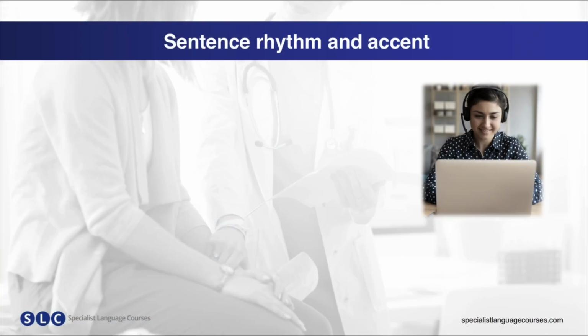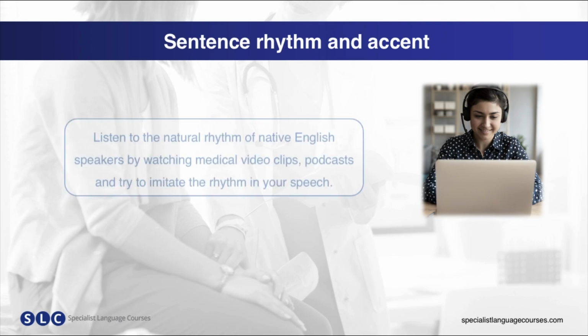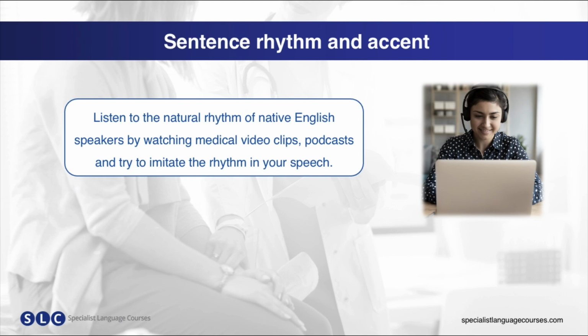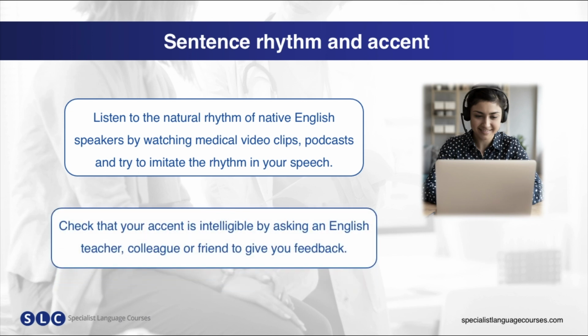One way to improve is to ensure that your rhythm is not uneven. Listen to the natural rhythm of native English speakers by watching medical video clips, podcasts, and things like that. Try and imitate the rhythm in your speech. Your native language may have a very different rhythm, so a lot of listening and repeating phrases can help with this. You also might want to check that your accent is intelligible by asking an English teacher, a colleague, or a friend to give you feedback.